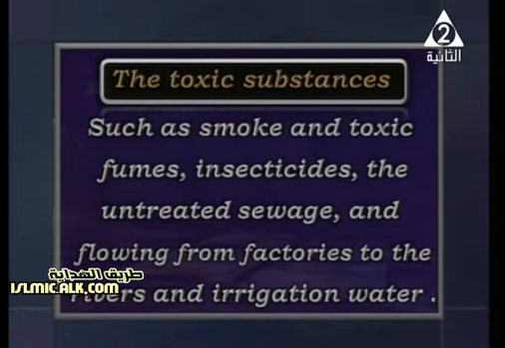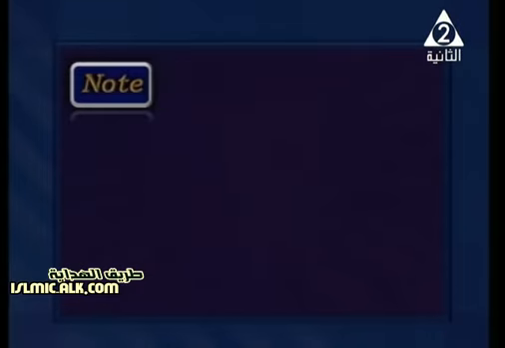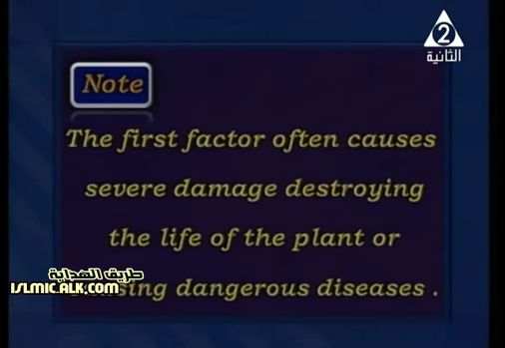And also the flow from factories, coming out from factories or from some houses into the rivers, and irrigation water. Irrigation water is the water that we use to irrigate and feed the plants and our crops. Note that the first factor, I mean the dangerous enemies, often causes severe damage.